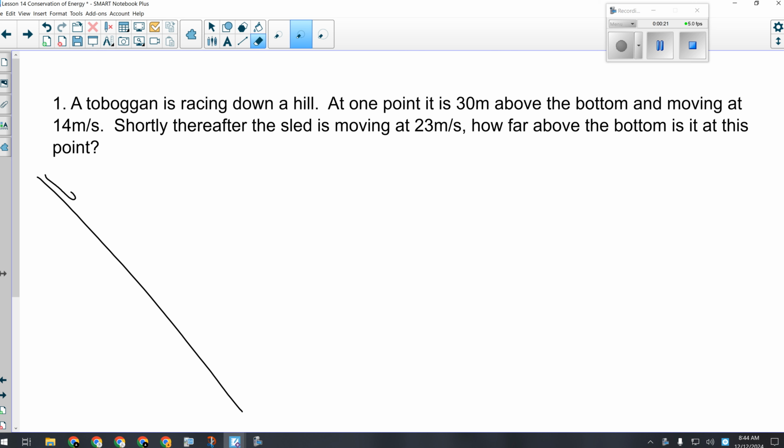So at one point it's 30 meters above the bottom, moving at 14 meters per second. Shortly thereafter, the sled is moving at 23 meters per second. How far above the bottom is it at this point? All right, so get a drawing of it if you want, or just write your givens, whichever makes more sense to you. I'm going to give you a few minutes to see what we remember from yesterday. This is one of the ones that's like the second most involved algebraically.